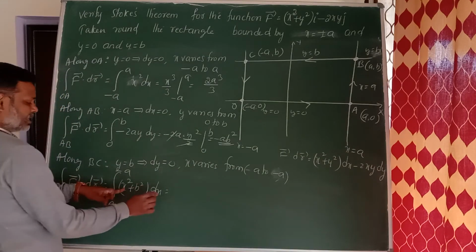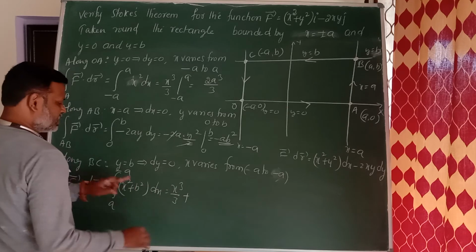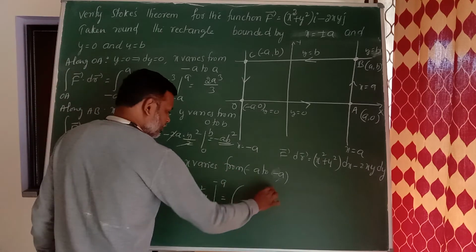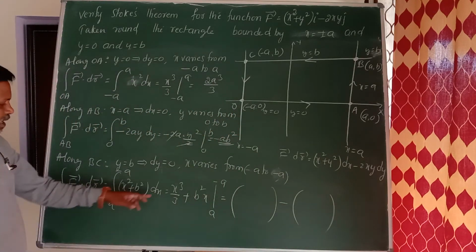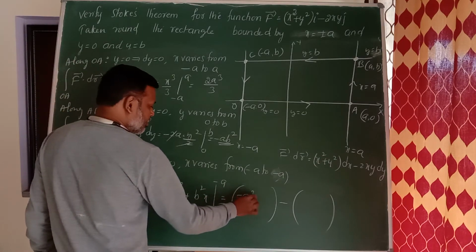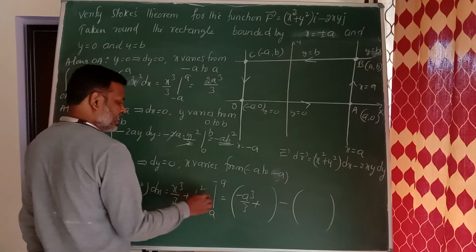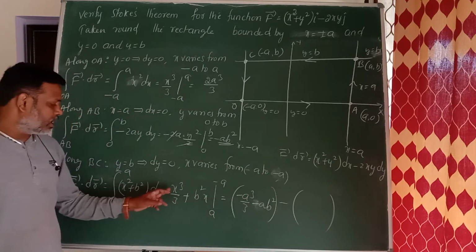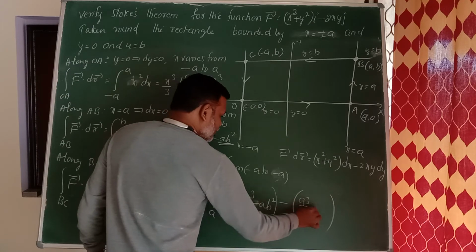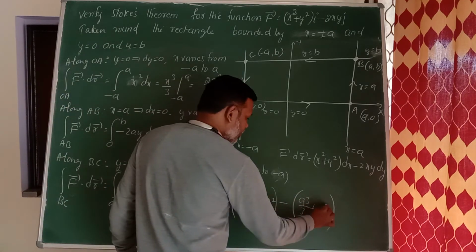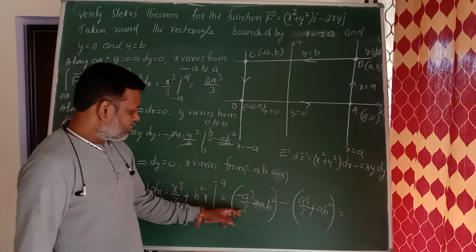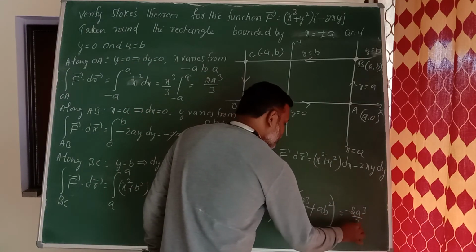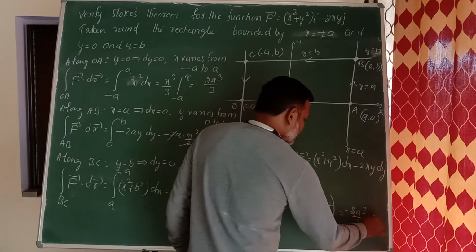So integrate with respect to x: the integral of x square is x cube by 3, plus b square x, from a to minus a. Apply the upper limit minus the lower limit. Applying the upper limit gives minus a cube by 3 and b square into minus a, that is minus ab square. Applying the lower limit gives a cube by 3 plus b square into a, nothing but ab square. After simplifying, minus a cube by 3 minus a cube by 3 is minus 2a cube by 3, and minus ab square minus ab square is minus 2ab square.